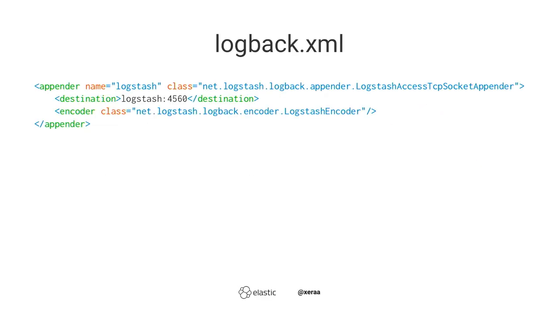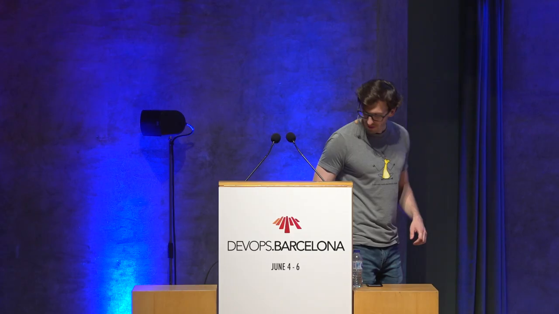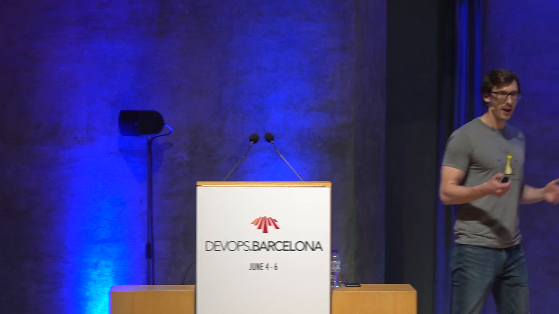So this is the logback appender. Basically, you need to configure where logsearch is running to talk to it, and then that's all there is. The good thing is you don't have any log files, so you don't need to parse them. But what happens if the network is down, or what happens if the destination of your log appender changes? You have some more coupling between the systems.